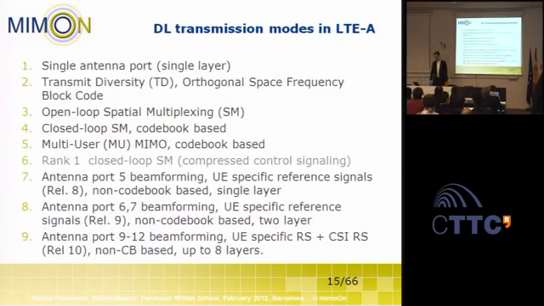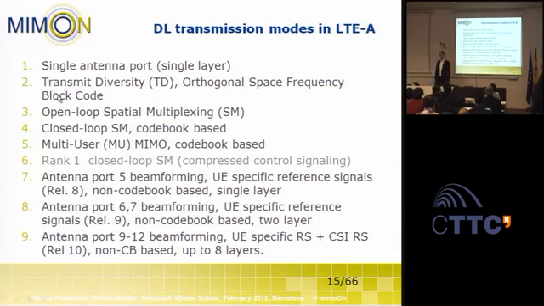So in LTE we have the following MIMO modes. Modes 1 to 7 are from Release 8, that is LTE. Releases 9 and 10 are LTE-Advanced, where we have further MIMO modes. Let me briefly overview those. We have the single antenna mode, which is of course not a real MIMO mode. That is transmission mode 1.